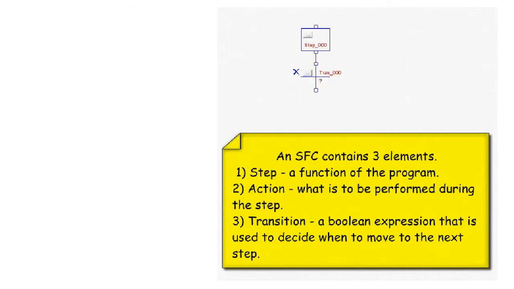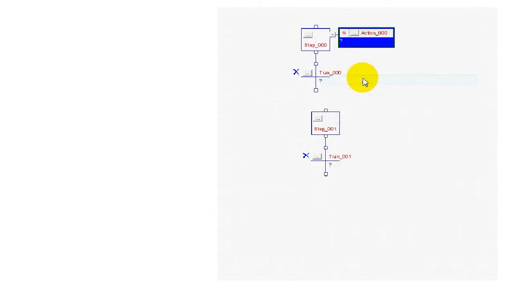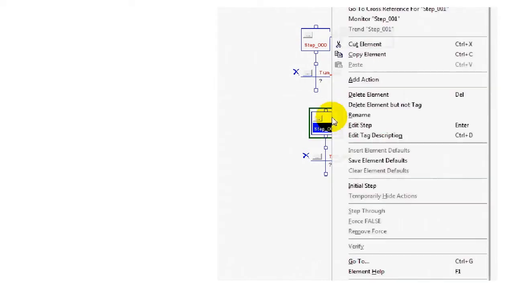And I'm going to add a second one. And I just drag it down. Click on the icon and drag it down. And a step kind of defines the process in your program, or at least one of the processes in your program. And each step will also include an action. I'm going to add one right now. And the action is going to tell the program what to do during that step when that step is active. I'm going to add one for this second step.